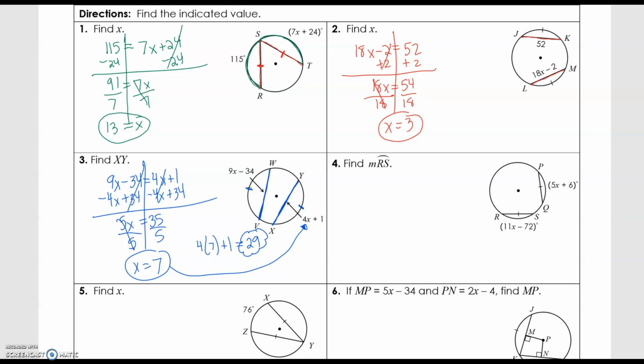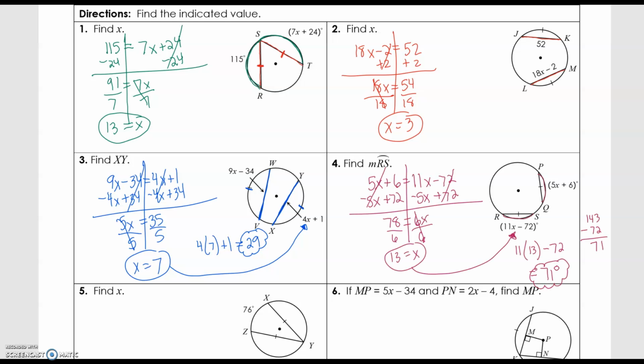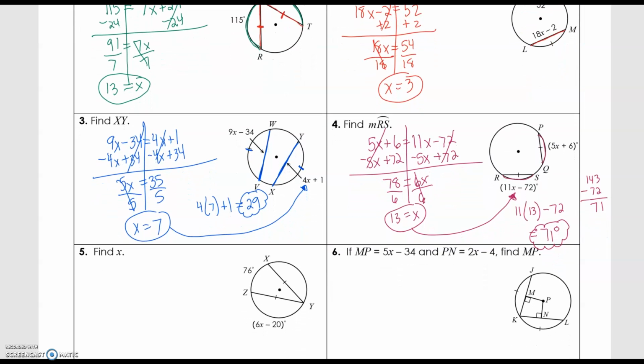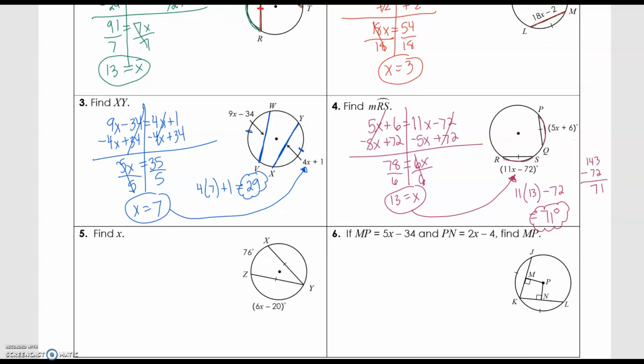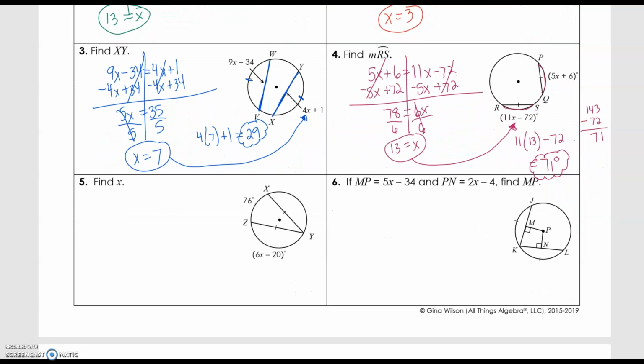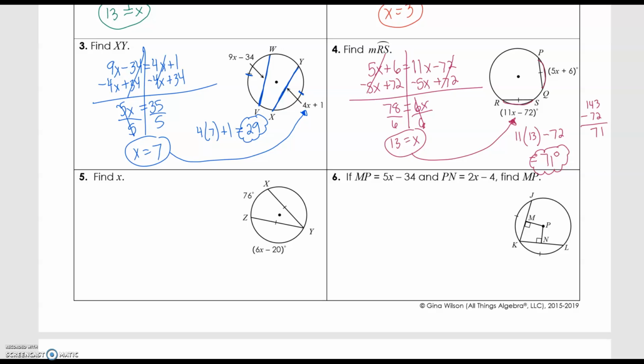All right, I'm going to have you guys try number 4. For number 4, you would set them equal, solve it, plug back in, and you would get that arc RS equals 71 degrees. Okay, so let's look at number 5.